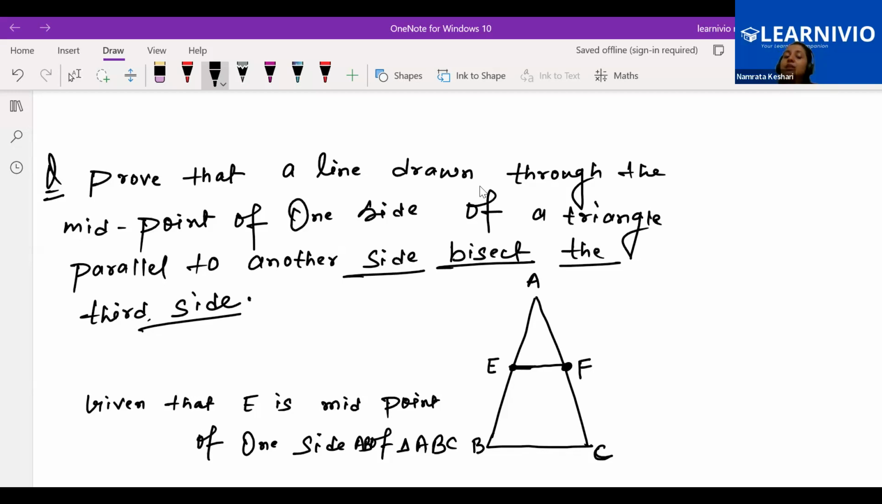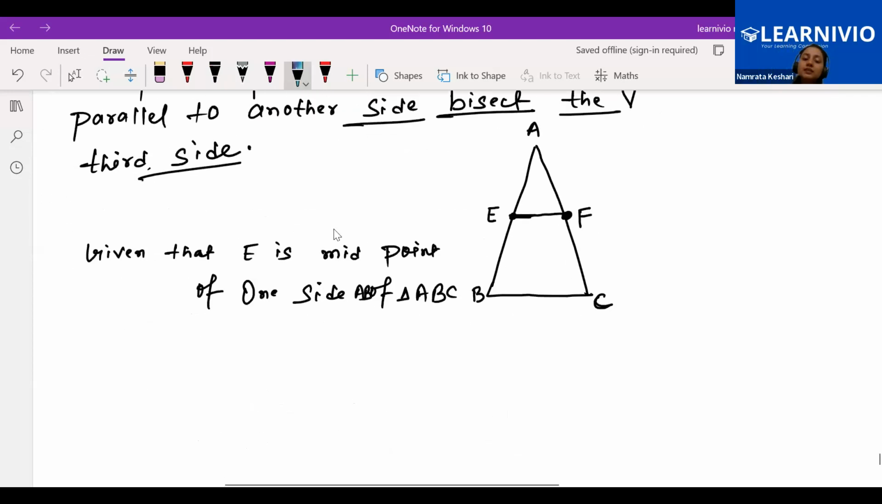It is given that the line is drawn through the midpoint of one side and is parallel to another side, and we have to show that the line is bisecting the third side. That means F is the midpoint of AC. Here it is given that E is the midpoint of AB in triangle ABC, and along with that it is also given that EF is parallel to BC. If I am not making sense, please let me know.